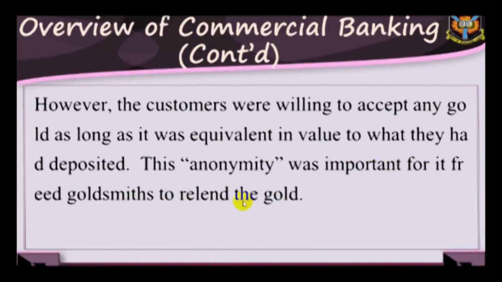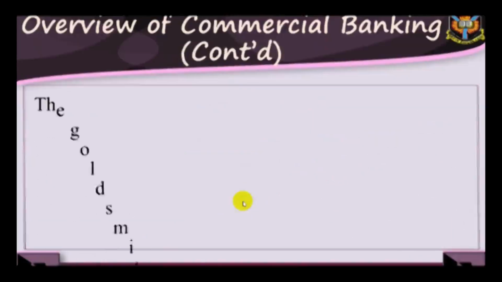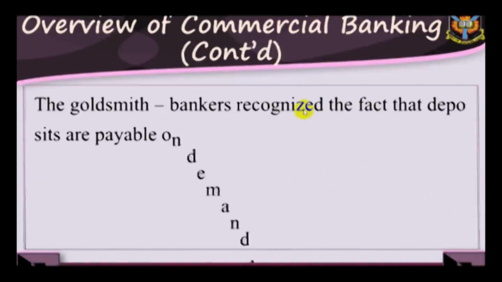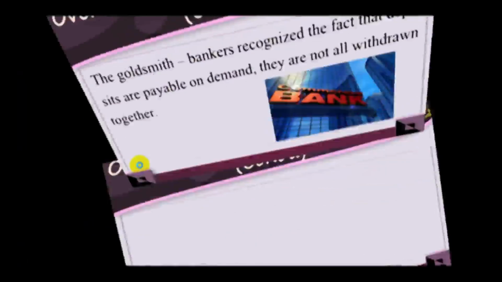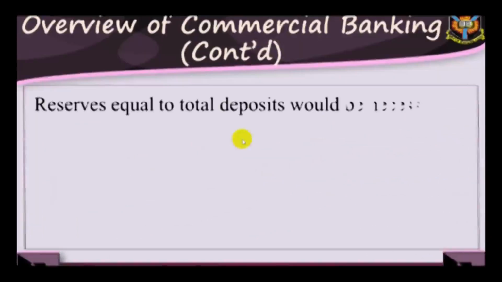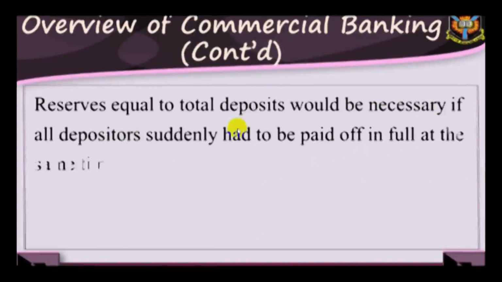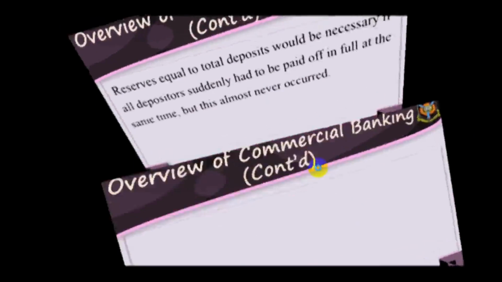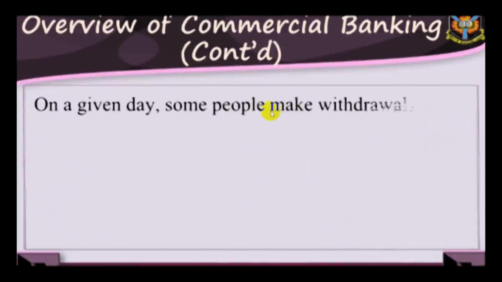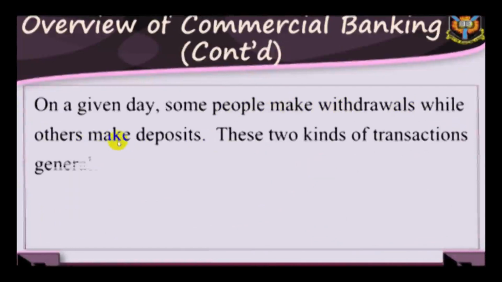The goldsmiths, that is, bankers, recognized the fact that deposits are payable on demand, but they are not all withdrawn together. Reserves equal to total deposits would be necessary if all depositors suddenly had to be paid off in full at the same time, but this almost never occurred. On a given day, some people make withdrawals while others make deposits. These two kinds of transactions generally balanced out.